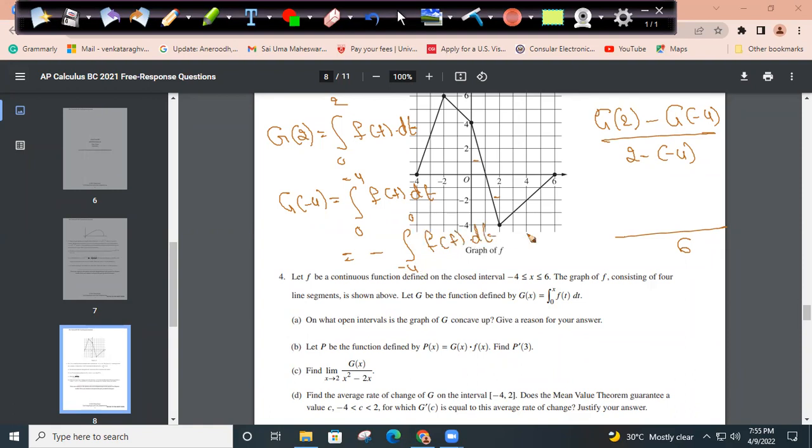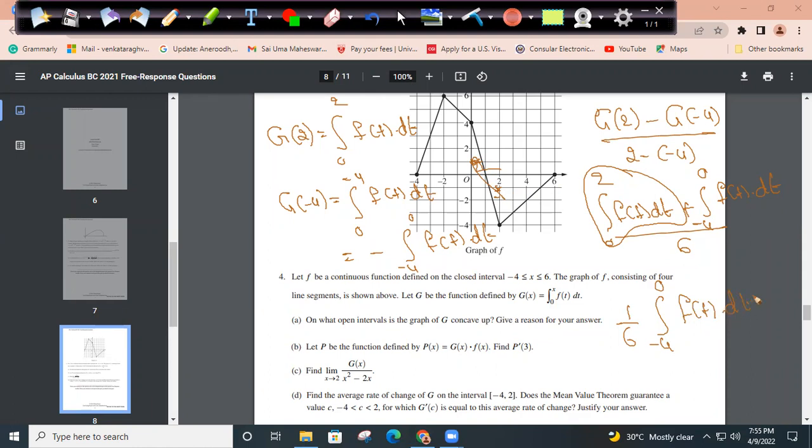I'm correct, right? So g of 2 is the integral of 0 to 2 f of t dt. What is g of -4? Minus into minus becomes plus, the integral of -4 to 0 f of t dt. We clearly know the integral of 0 to 2 f of t dt is 0. This and this get cancelled, positive and negative 2, so 0. So now I need to find 1/6 times the integral of -4 to 0 f of t dt.